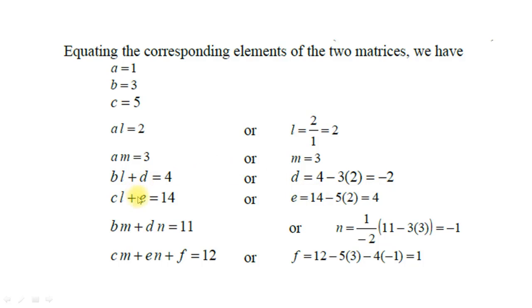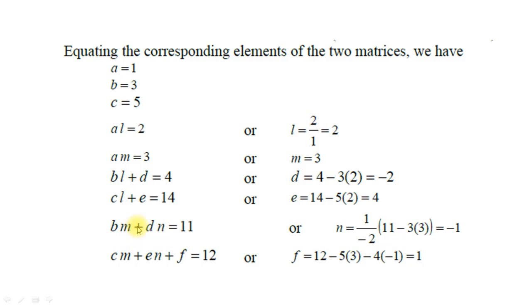Now cl + e = 14, and we can write e = 14 minus cl. The value of c is 5 and the value of l is 2, so e = 14 minus 5 into 2. 5 twos are 10, and 14 minus 10 is equal to 4.